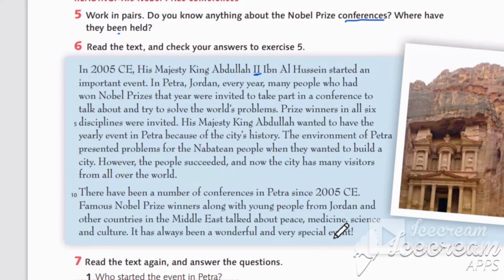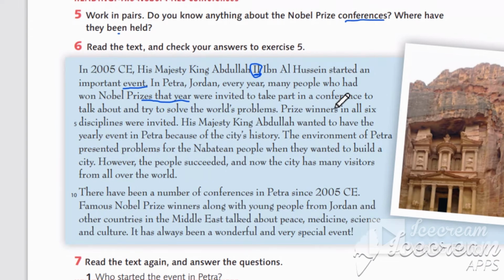So, His Majesty King Abdullah II started an important event in Petra. Every year, many people who had won the Nobel Prize that year, the same year they won the prize, were invited to take part in a conference to talk about and try to solve the world's problems.